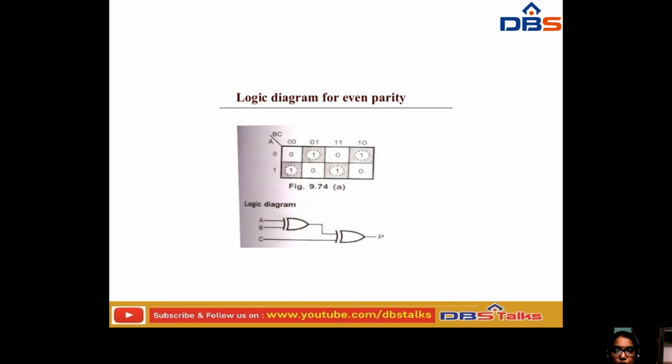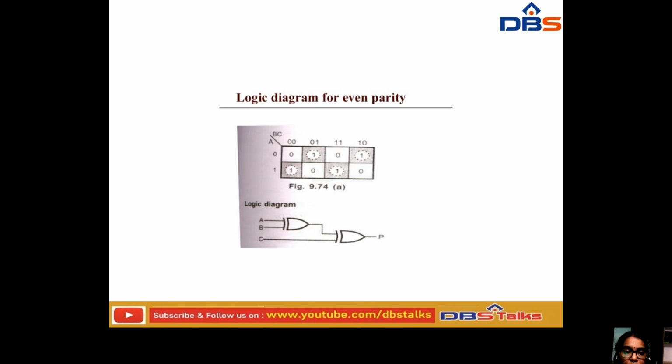So at 0 0 0, it does not have any even parity bit, so it is represented with 0. At 0 0 1, it is having one even parity, so it is represented with 1. And 0 1 1 does not have any odd parity, so it does not have any even parity, so it is represented with 0. And next 0 1 0, it is having one even parity, so it is represented with 1.